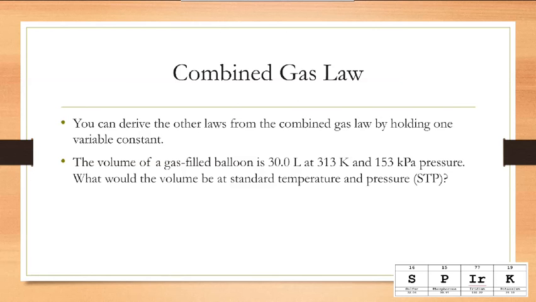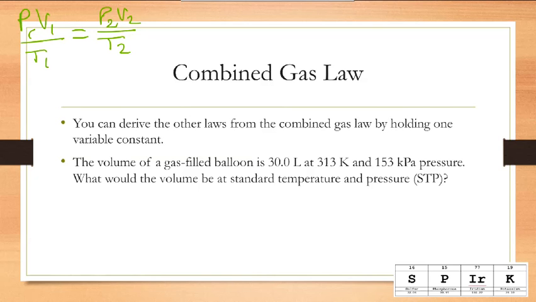Let's try a problem. The volume of a gas-filled balloon is 30 liters at 313 K and 153 kPa pressure. What would the volume be at standard temperature and pressure? Alright, so our combined gas law is P1 V1 over T1 equals P2 V2 over T2. And we are solving for the volume at standard temperature and pressure. So we have every piece of information except for the volume after the change. So we're going to be solving for V2.